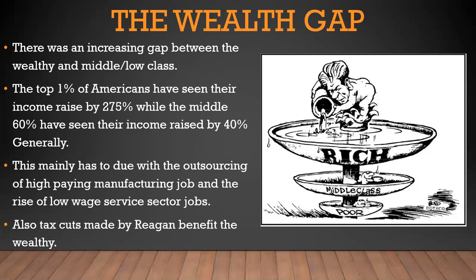The top 1% of Americans have seen their income raised by 275%, while the middle 60% of people have seen their income raised by about 40%. So the difference is from 275% for the 1% to 40% for the middle class. This is mainly due to the outsourcing of high-paying manufacturing jobs, right?